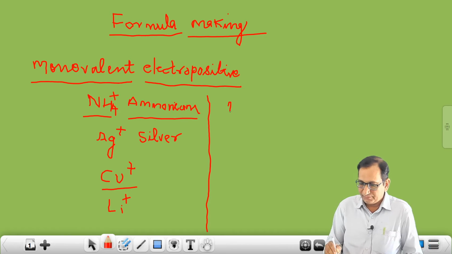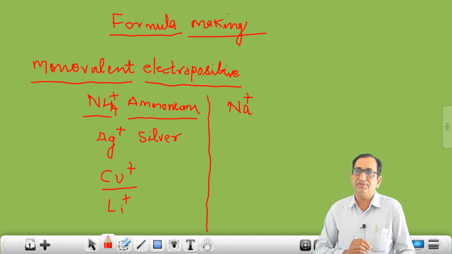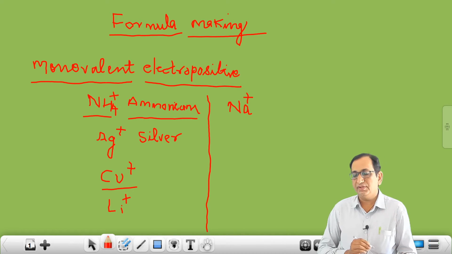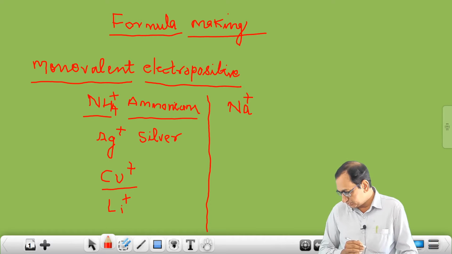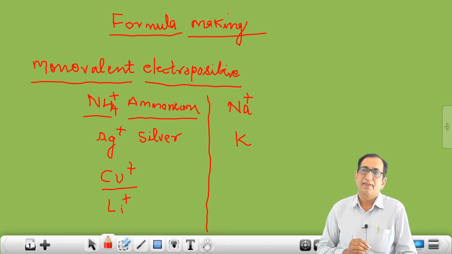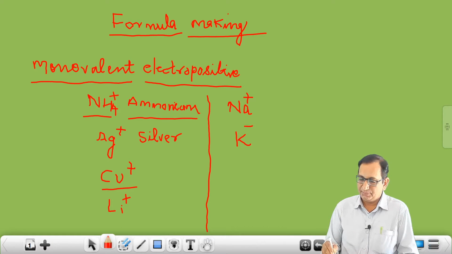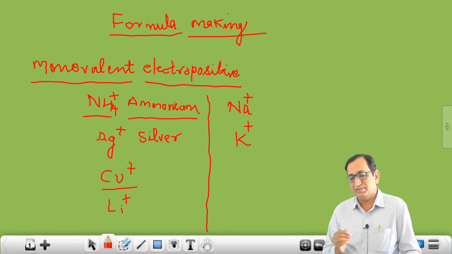And next students, your sodium, it has got Na plus 1. So Na, sodium, valency is plus 1. So here one positive sign. So Na plus means sodium cation, silver cation, ammonium cation, cuprous, lithium cation. After that, we will talk about potassium. Potassium also has K plus, means potassium cation, only plus charge is there because it has plus 1 valency.